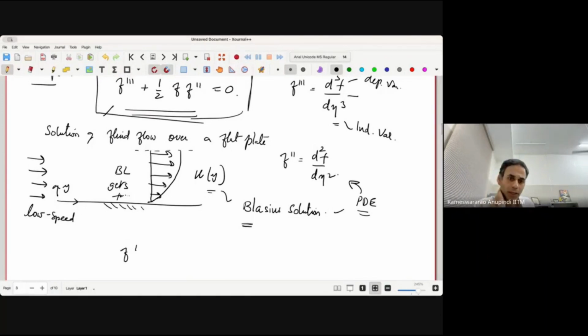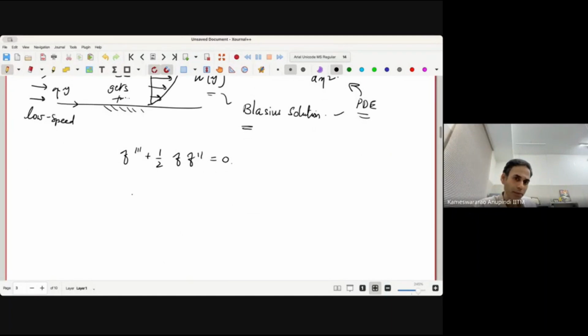So for that reason, let us now define, with the equation being f triple prime plus 1/2 f f double prime equal to 0. Let me define a variable called g equals f prime. So I'm defining df by d eta as g, and then let me define h equals g prime. I've defined another variable h equals g prime. That means h equals g prime, but g equals f prime, so this is f prime, and this is f double prime.